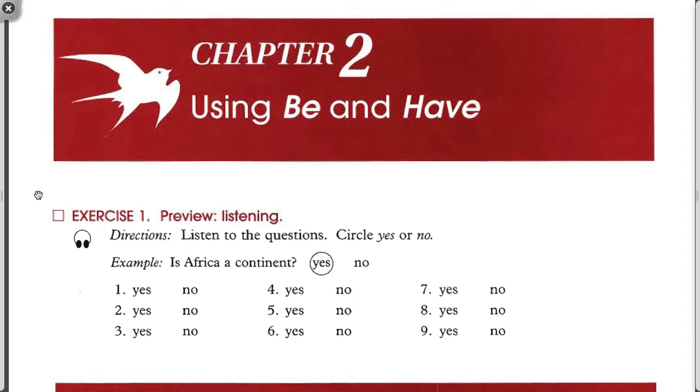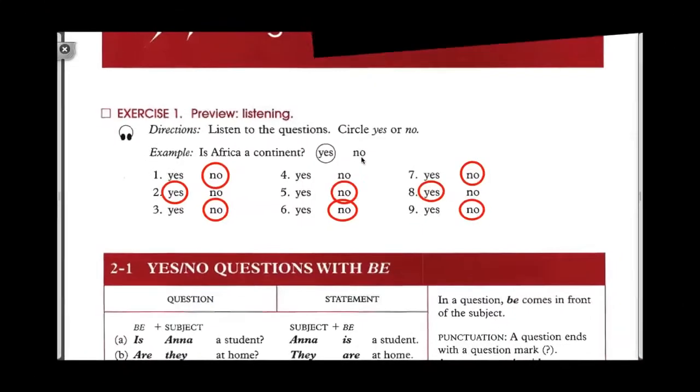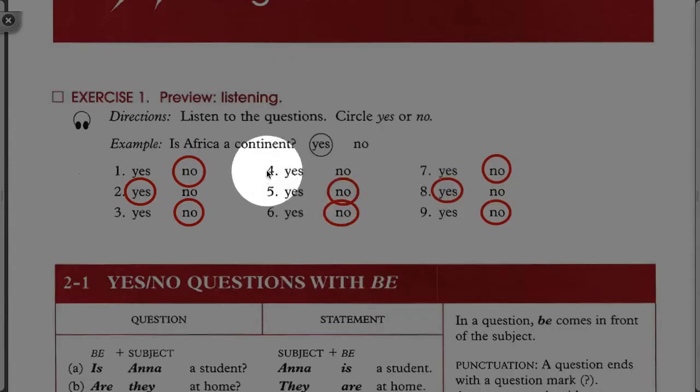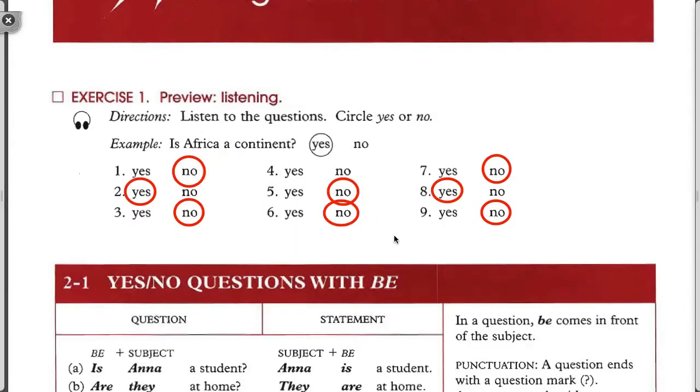Okay, that finishes the preview lesson. So let's check your answers. Here are the answers for the first exercise. Of course, number 4 could be yes or no, depending on your location. Okay, let's go on and continue with this chapter.